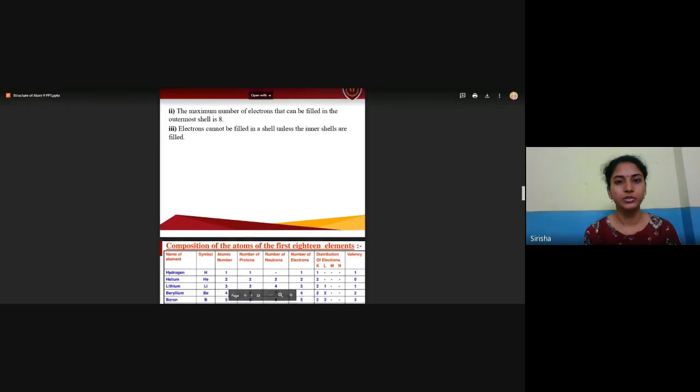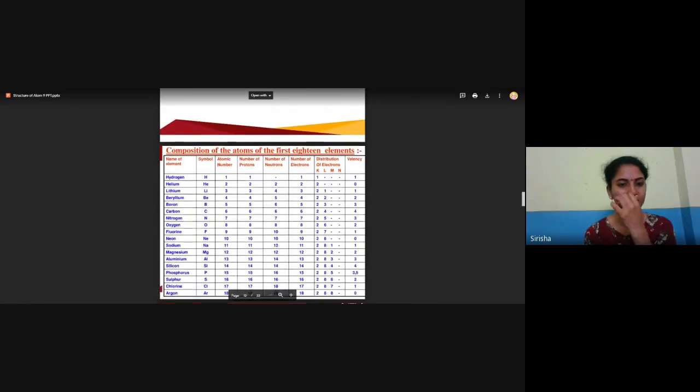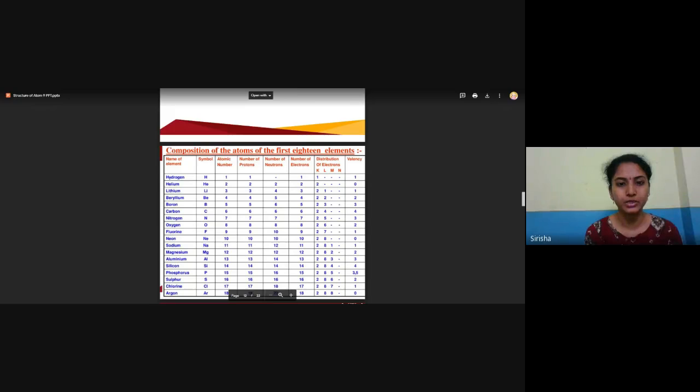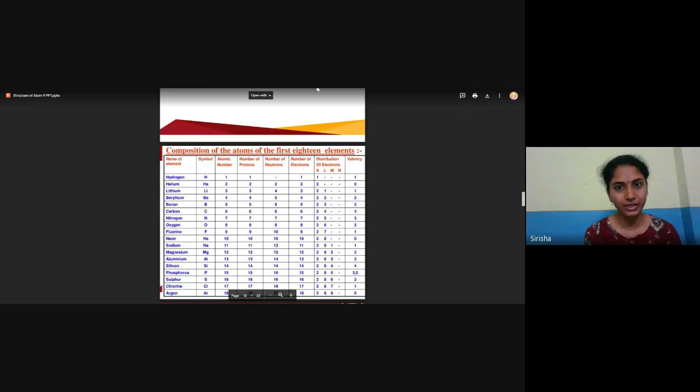Electrons can be filled in a shell only after the inner shell is filled, according to Niels Bohr. So, what are the steps involved in filling the electrons? According to the atomic number, we have all learned about atomic numbers. In a hydrogen atom, the number of neutrons is nothing, and the number of electrons is one. There are equal numbers of electrons and protons in an element.